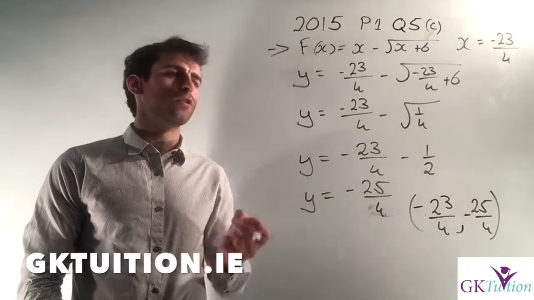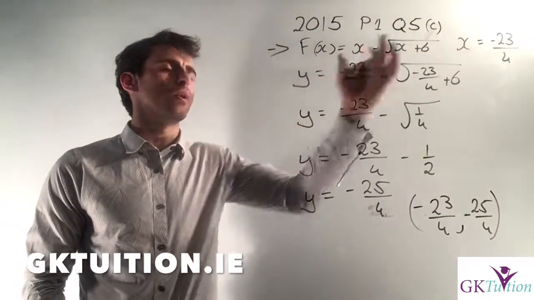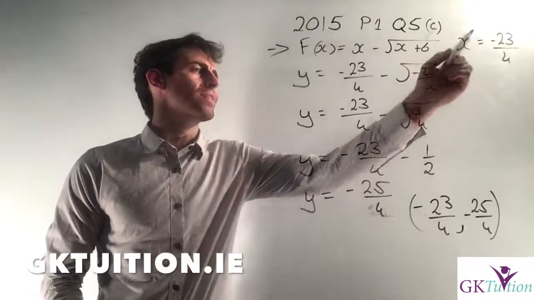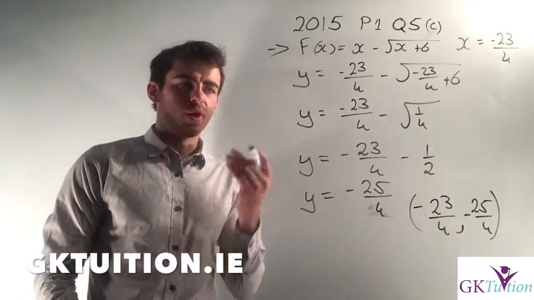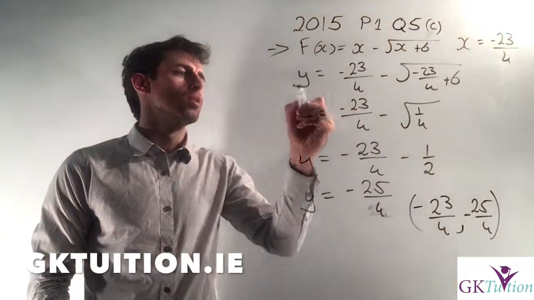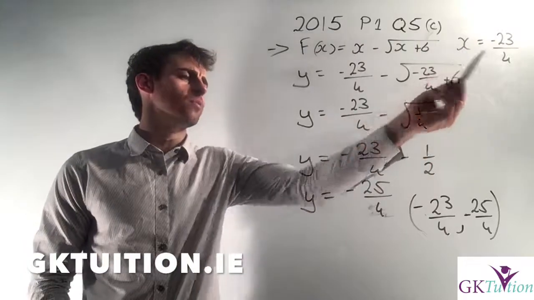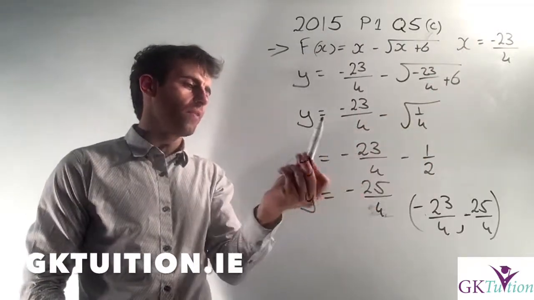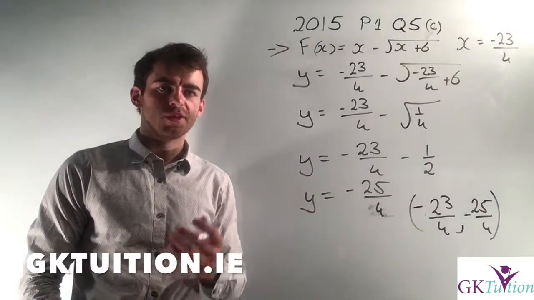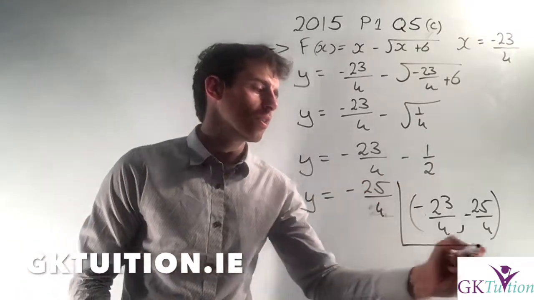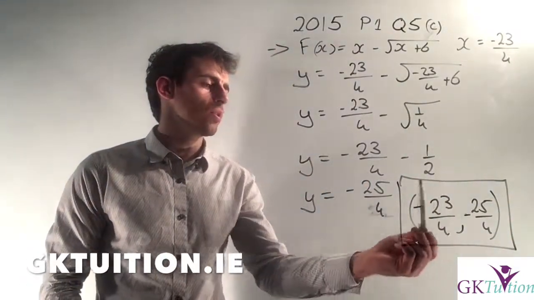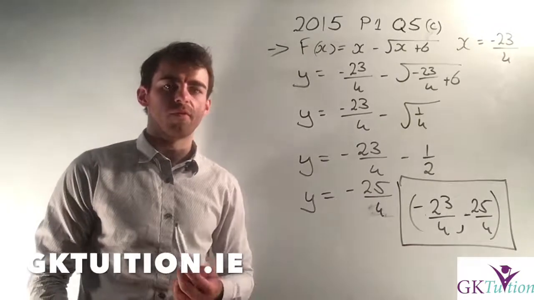Okay, so my original function was f of x equals x minus the square root of x plus 6. And I know that a turning point exists when x is minus 23 over 4. So to find the coordinate of the turning point, I need to find the corresponding y value. So you'll notice that I've just subbed in my value instead of x, and this one works itself out nicely, and I end up with y is equal to minus 25 over 4. So my final answer in this case, I know that a turning point exists for the function f of x at the coordinate minus 23 over 4, minus 25 over 4.